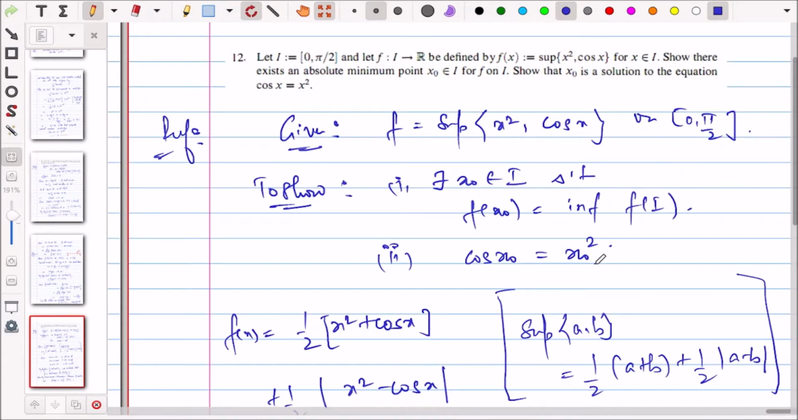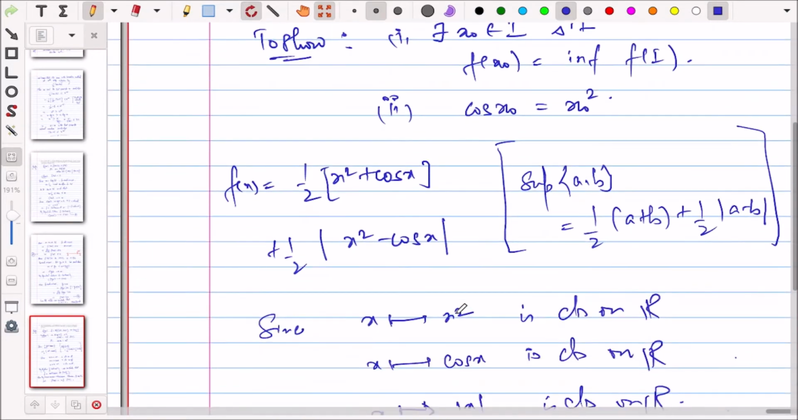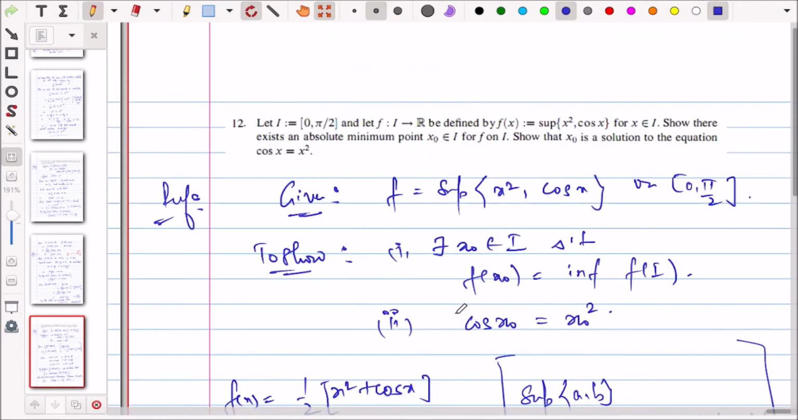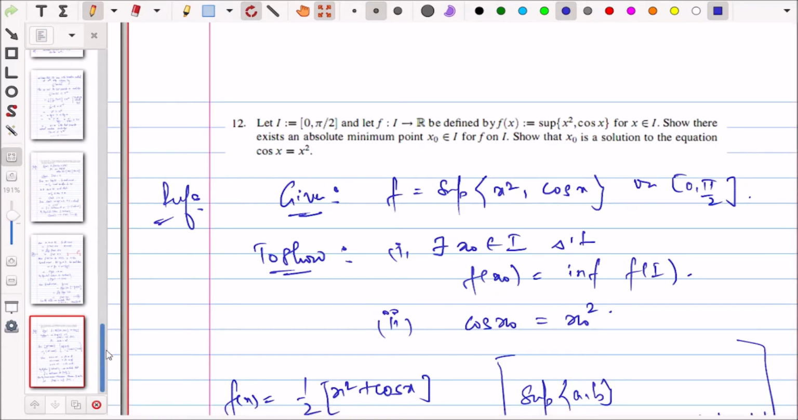So we have to show that the function f of x equal to the supremum of x square and cos x attains its minimum value at the point x naught. Okay.